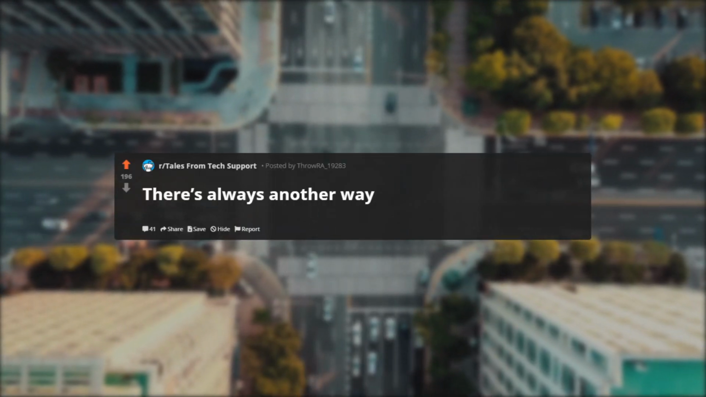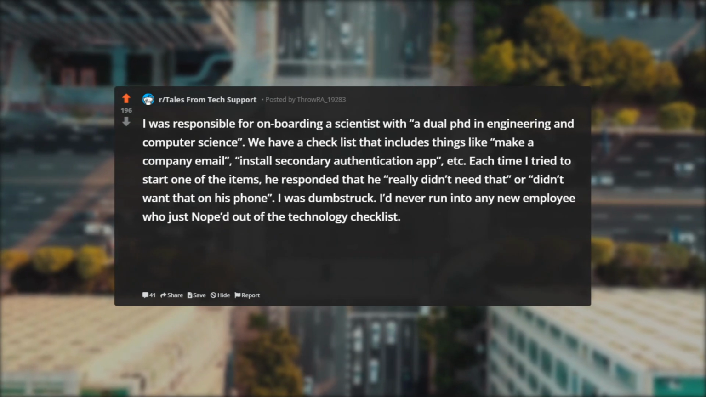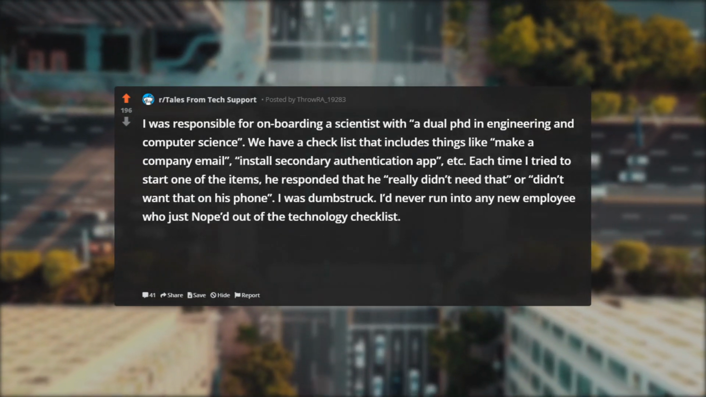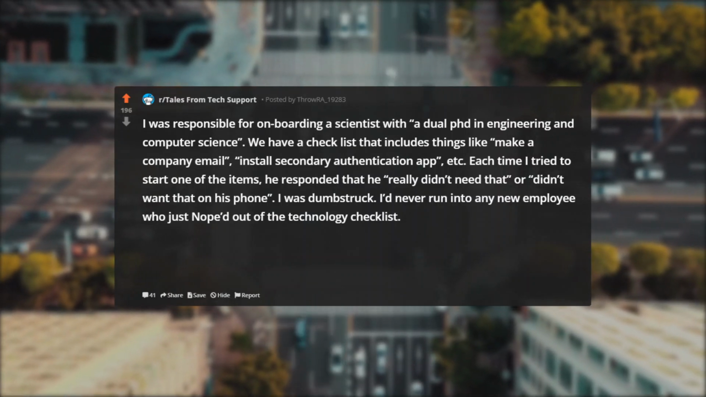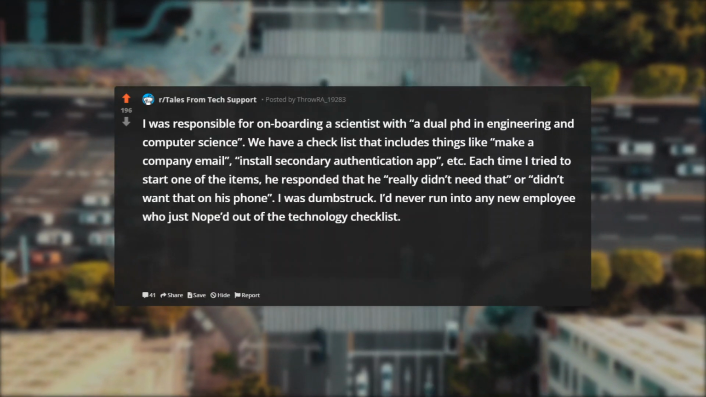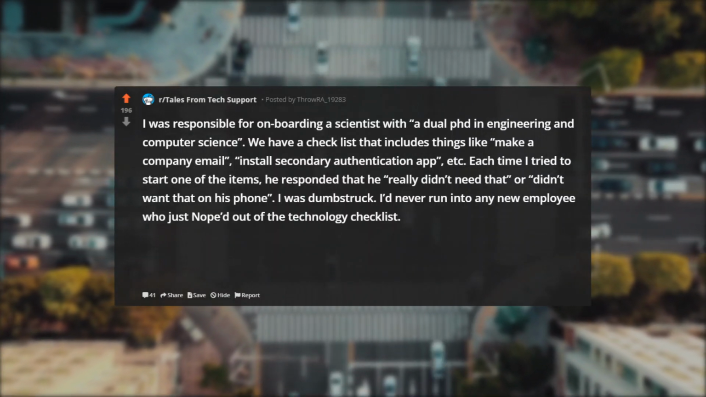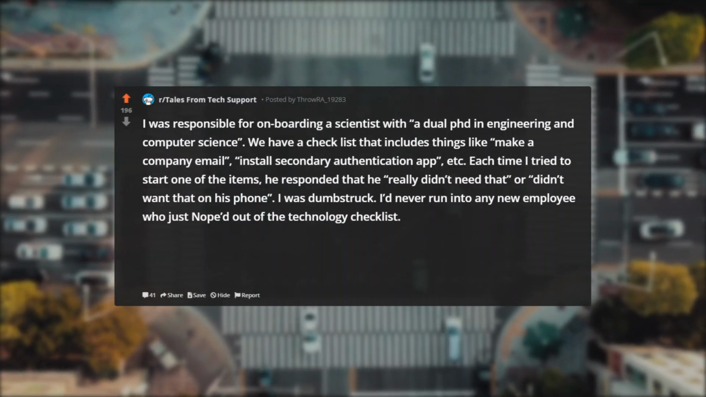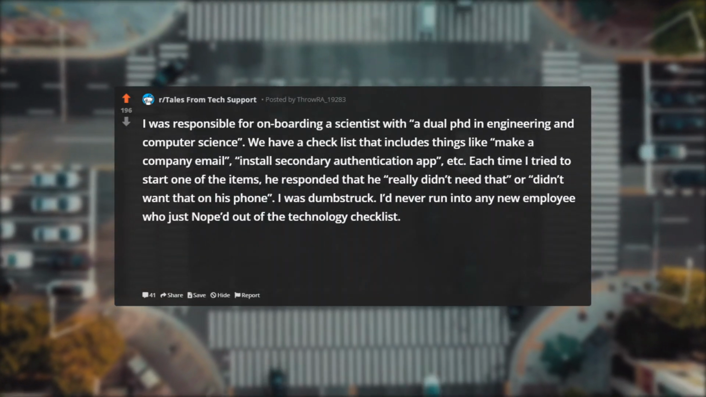There's always another way. I was responsible for onboarding a scientist with a dual PhD in engineering and computer science. We have a checklist that includes things like make a company email, install secondary authentication app, etc. Each time I tried to start one of the items, he responded that he really didn't need that or didn't want that on his phone.